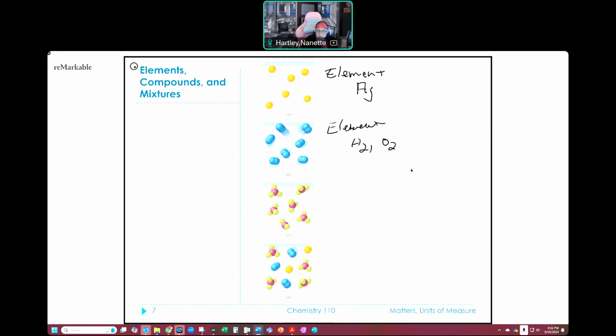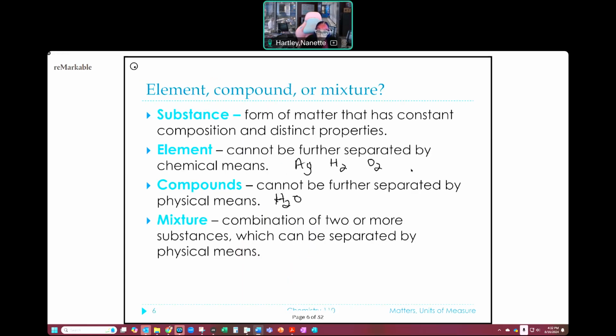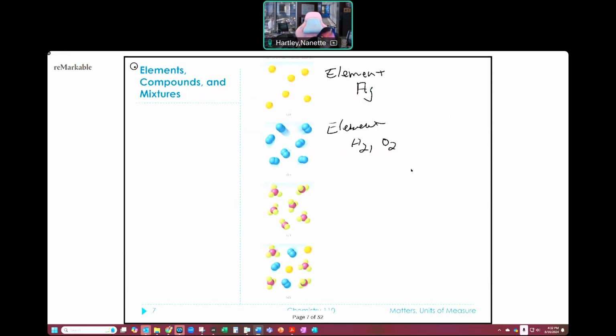All right. Now, if I look at this one right here, I notice that I have one thing in the middle with three things attached to it that are all the same. So I've got two different things that are bound, and they're bound in a fixed ratio. So if I look at my definitions, it's not an element. It's not something that has the same thing all the way throughout it. It has two different things. They can't be separated by physical means. So that's a compound. Right? So this guy right here is a compound.